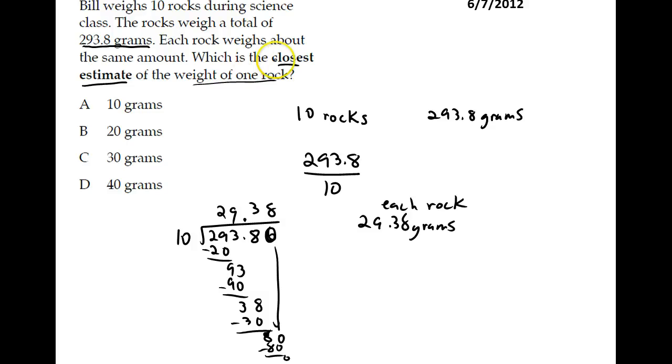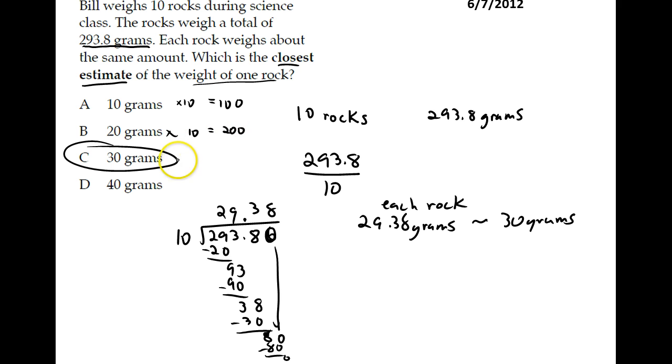And so what is the closest estimate to the weight of each rock? That's about 30 grams. If each rock weighed 10 grams, then that would be only 100 total. If each rock weighed 20 grams, then that would be only 200 total. So we can take these answers and times by 10 for the total number of rocks, and we can see that the 293 is closest to the 300, so the answer is C.